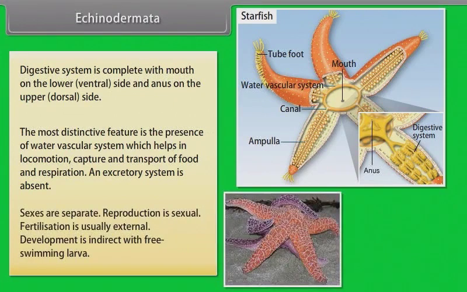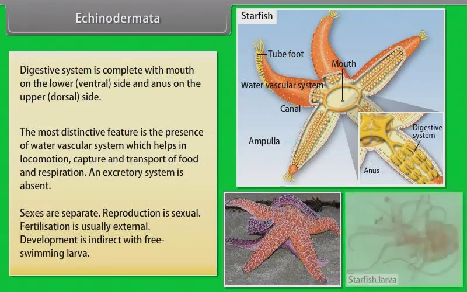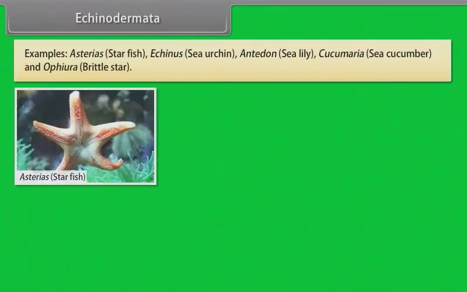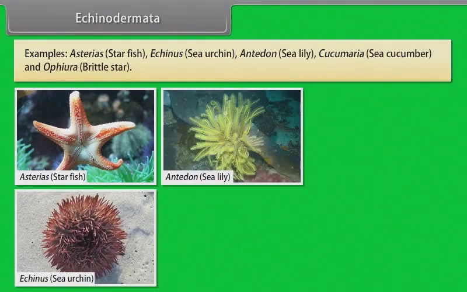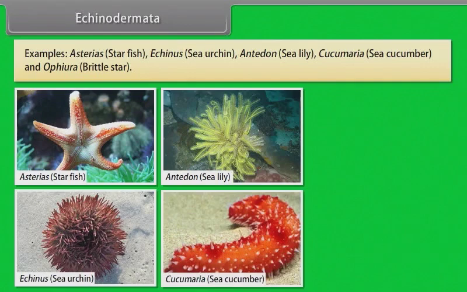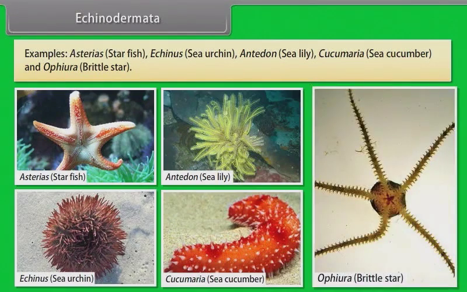Sexes are separate. Reproduction is sexual. Fertilization is usually external. Development is indirect with free-swimming larvae. Examples: Asterias, that is starfish; Echinus, that is sea urchin; Antedon, sea lily; Cucumaria, sea cucumber; and Ophiura, brittle star.